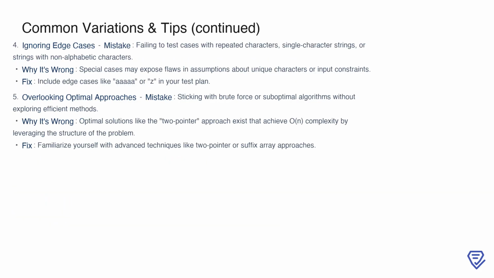Now, another area where mistakes happen is overlooking edge cases. For example, strings with repeated characters like AAAA, single character strings like Z, or strings containing non-alphabetic characters can reveal flaws in your assumptions. Testing these edge cases is crucial to ensuring your solution is robust.